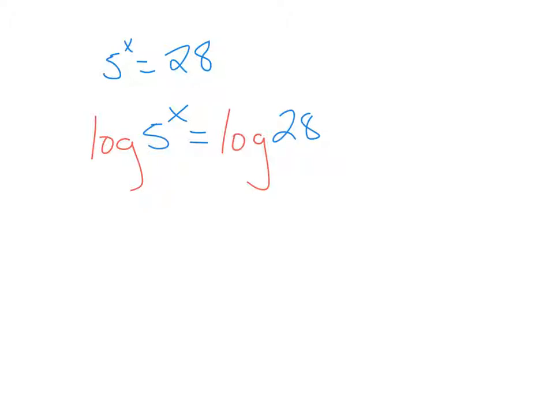So what can we do now to get this x by itself? Because again, that's what we're trying to do. Put it in front of the log. Why are we allowed to do that? Because of the exponent power, whatever. Yeah, okay, so the power property says we're allowed to rewrite this as x times log of 5 equals log of 28.